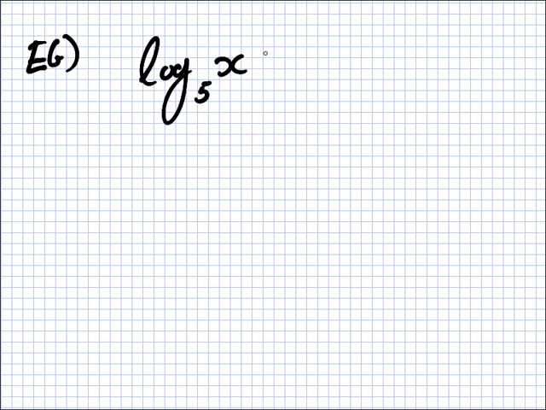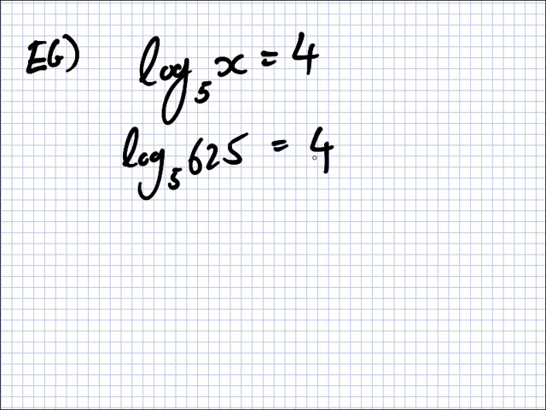Right, so log equations. Let's have a look at some examples. Log 5 of x equals 4. Can we figure out what the x is? It has to be 625, I think. Because log 5, 625: 5 to what power gives me 625? I think it's 4. Yes, it is. So in this example, x is 625.